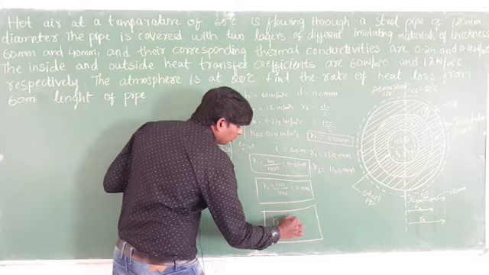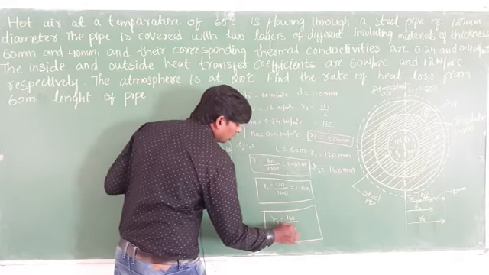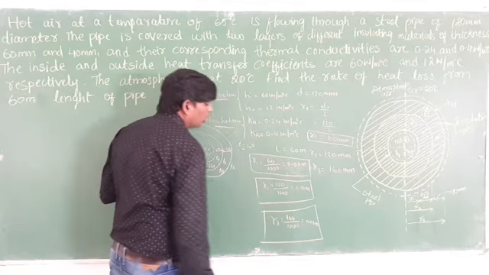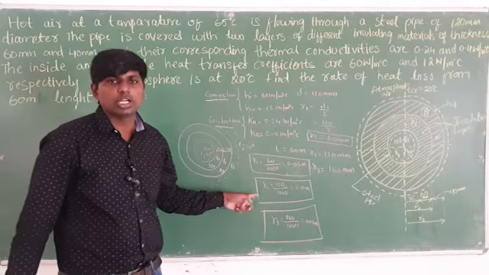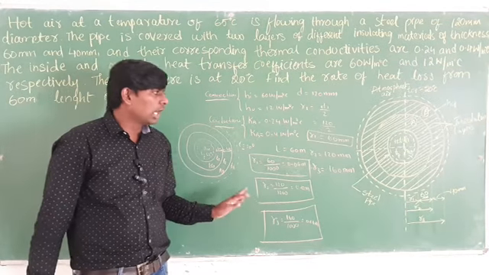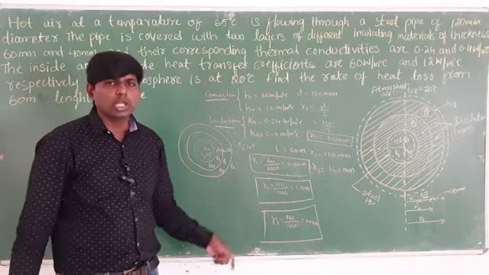R3 is equal to how much? 160 mm divided by 1000. The answer should be 0.16 meters. This is R1, this one is R2, and this one is R3. You got the values of R1, R2, and R3.